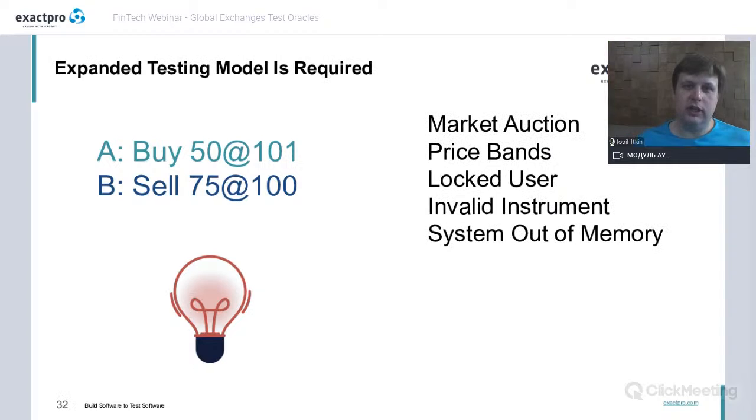Why? Obviously, it is because there is an internal state of the market. So if there are orders on the order book, resting orders in the order book, we will have a different outcome for different inbound messages. And it is where the fun is just getting started. Instead of continuous trading, we might have market auctions. We might have price bands that will block one of these two orders. We might have a locked user. We might have an invalid instrument. We might have a system out of memory. So it is possible that there will be many, many, many things that will affect the test output.